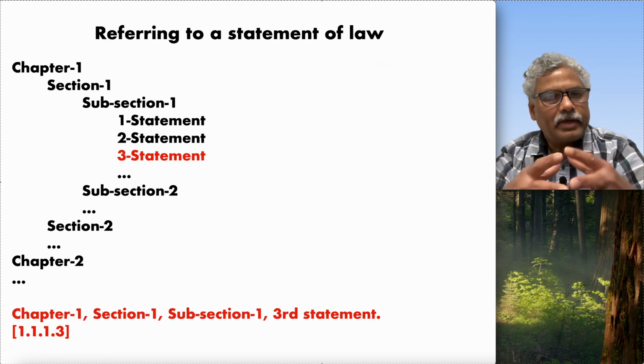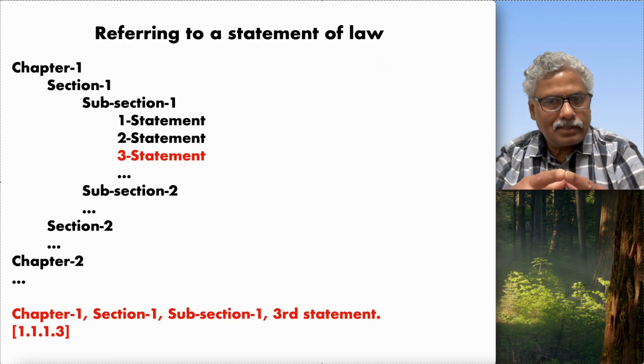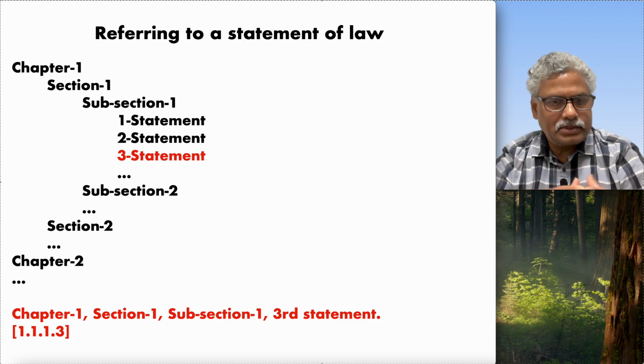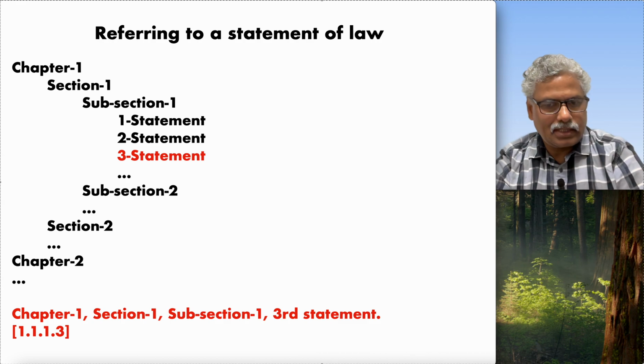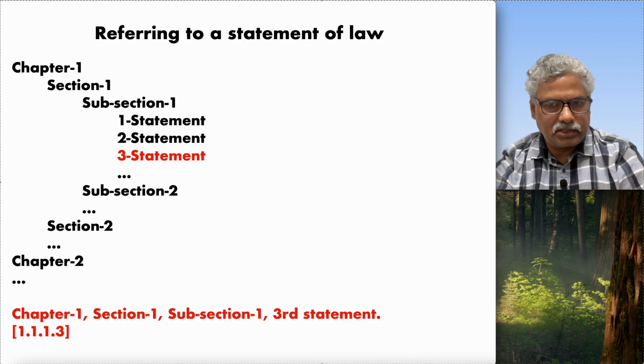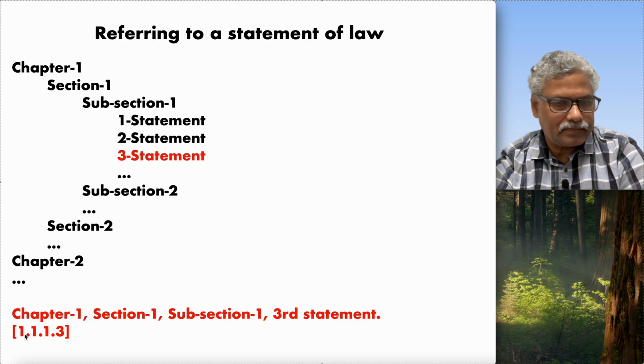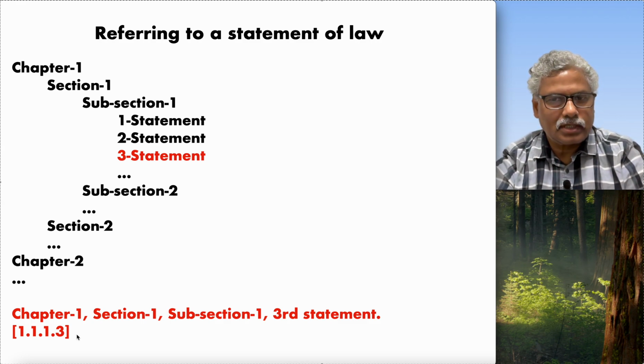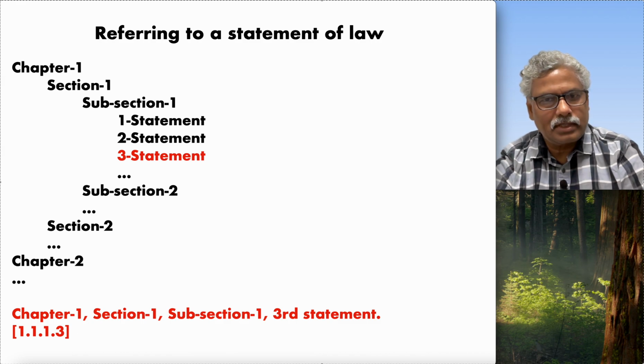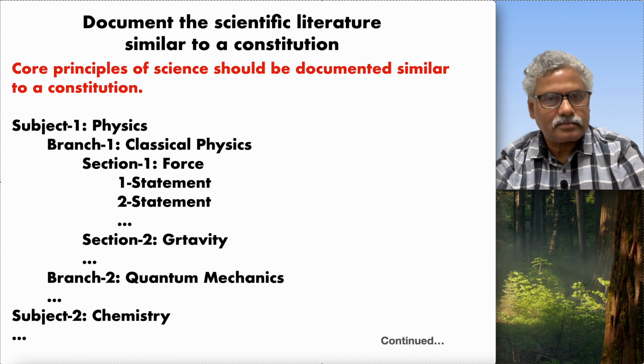So when we refer to that particular statement of law, we say chapter 1, section 1, subsection 1, and then that is the third statement. That's how we refer to the latest amendment to the constitution. In short, we can refer to it as 1.1.1.3. So that's how that particular statement is referenced.